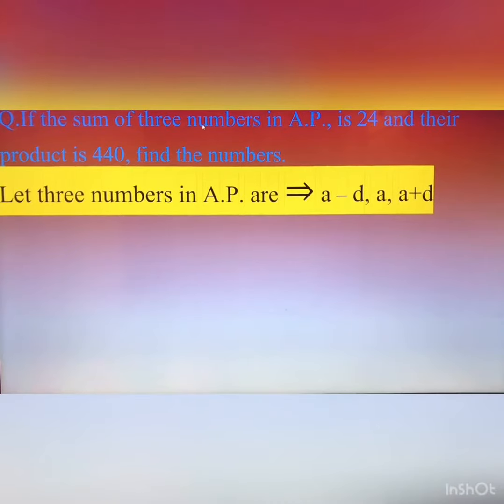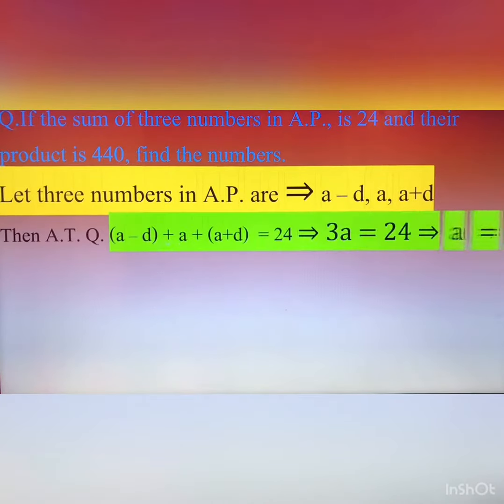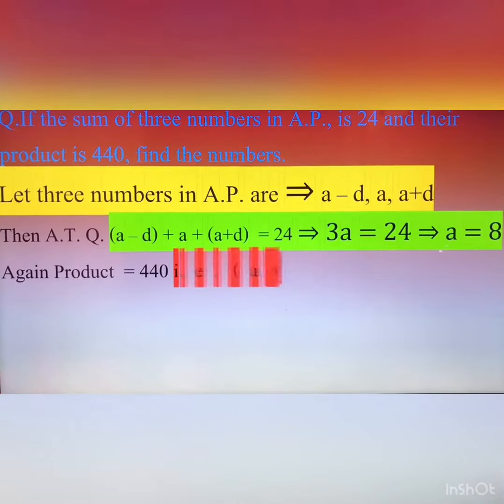So here are 3 numbers, how can you select? This is the application of the selection of numbers in the AP. Let the 3 numbers in AP be a minus d, a, a plus d. Always we will take these 3 numbers, and according to the condition, the sum is given as 24, so we'll find the sum, that is a minus d plus a plus d equals 24. The d is negative and d is positive, cancelled. So 3a equals 24, which means a equals 8.